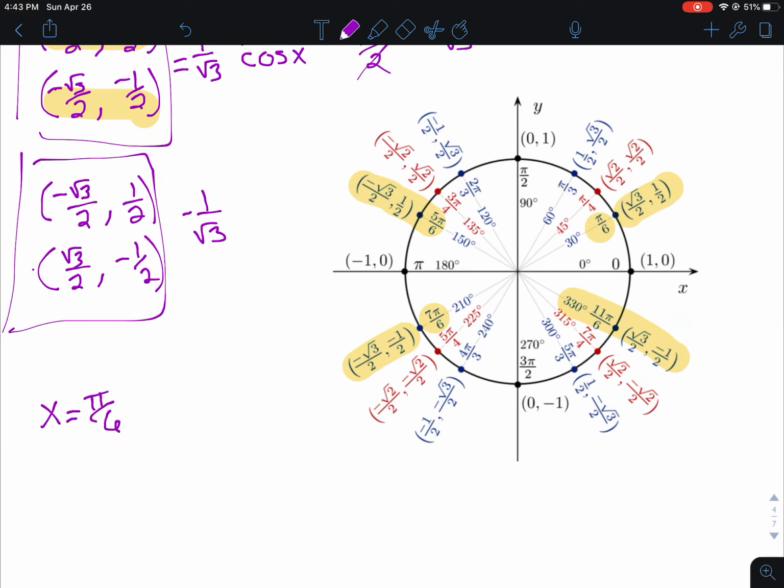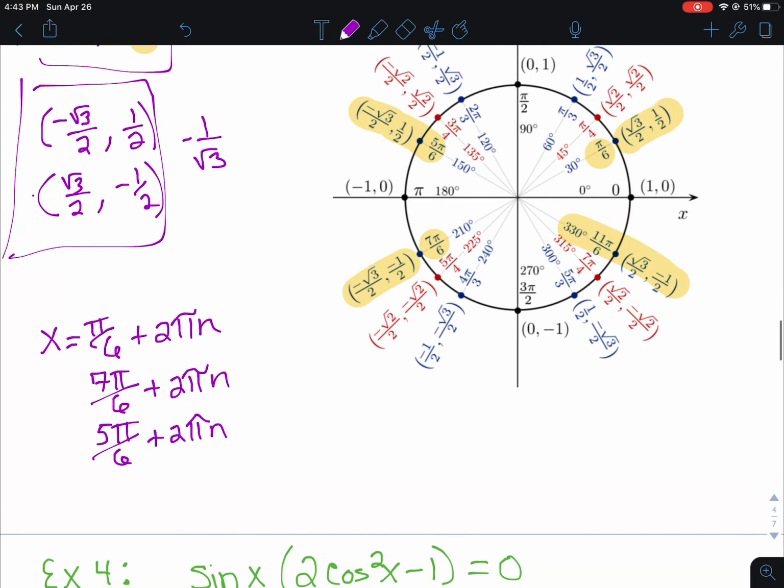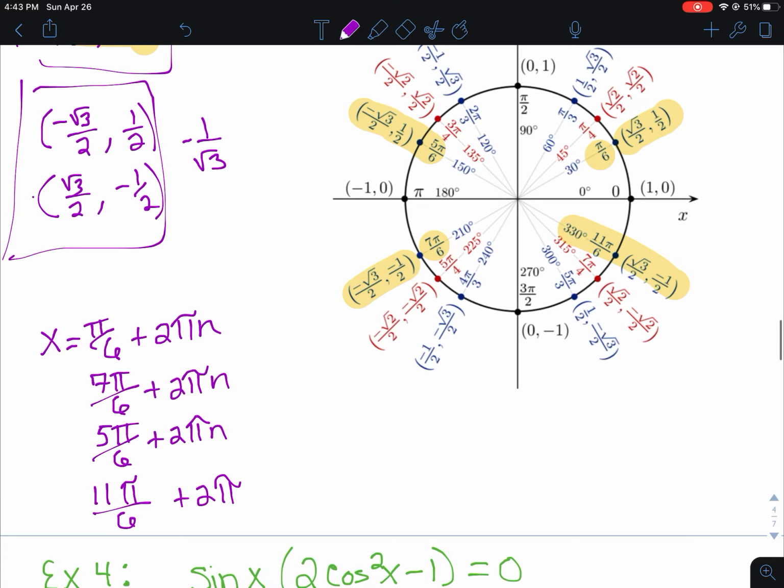Then we know x is equal to pi over 6 plus 2 pi n. We know it's equal to 7 pi over 6 plus 2 pi n. We know it's equal to 5 pi over 6 plus 2 pi n. Or we know it's equal to 11 pi over 6 plus 2 pi n. All right. Now I know that's a lot of writing for us.